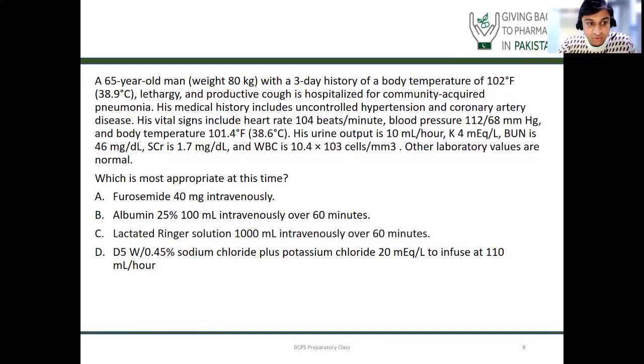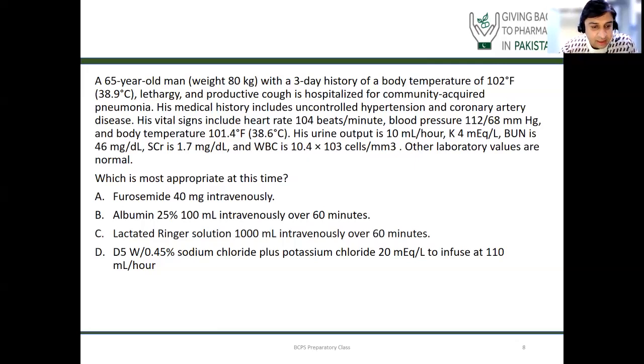Potassium is normal, BUN is high, serum creatinine is high, and white count is normal. So other lab values are normal. So which is most appropriate at this time? Remember, from an exam point of view, this is very important: while we are sitting for the exam, we must rule out the choices that have a probability of being least correct or being very incorrect.